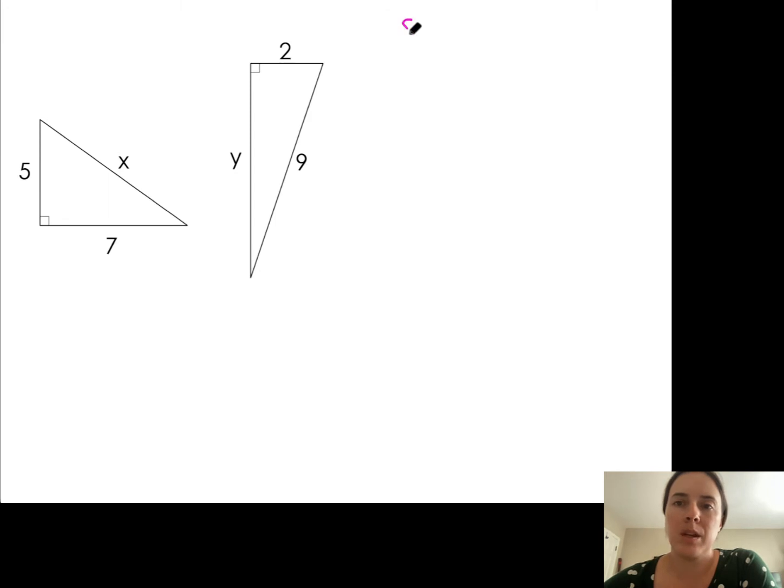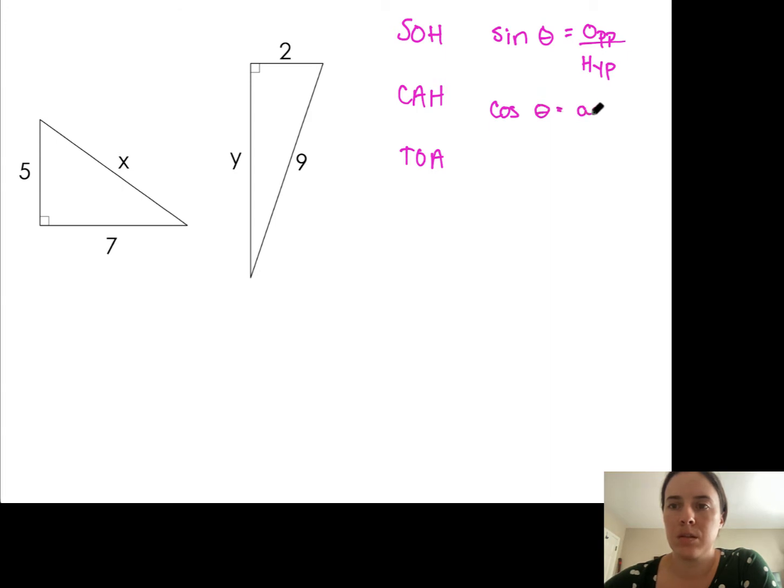So, as a reminder, we can remember these using good old SOH CAH TOA. SOH tells us that the sine of an angle is equal to the opposite side over the hypotenuse. CAH tells us that the cosine of an angle is equal to the adjacent side over the hypotenuse. And TOA tells us that the tangent of an angle is equal to the opposite side over the adjacent side.